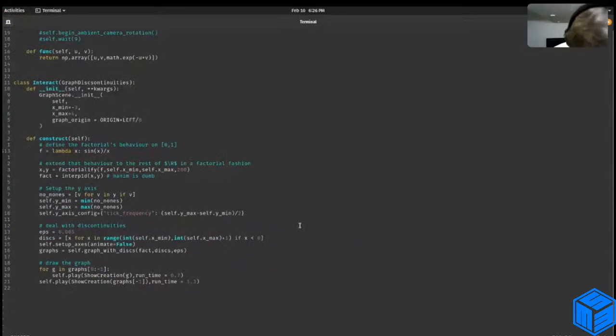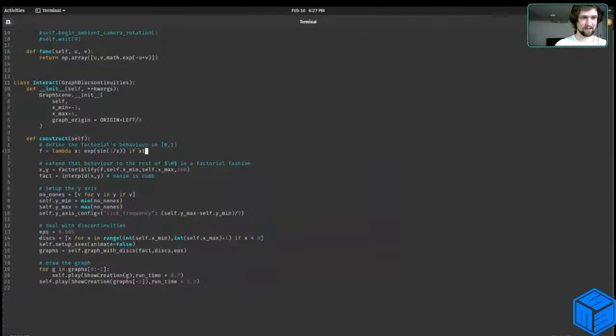Technology, I love it. Yeah. So this is e to the negative sine of 1 over x. Very interesting. x times sine of 1 divided by x. And to deal with the discontinuities as well, that's discontinuous at 0.